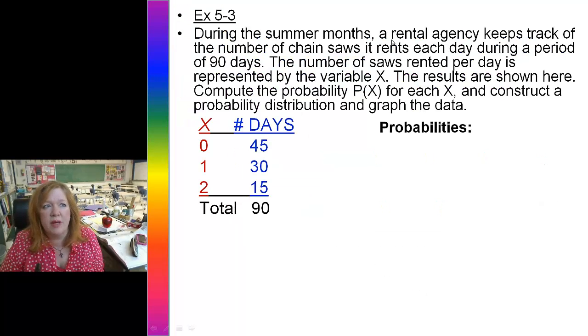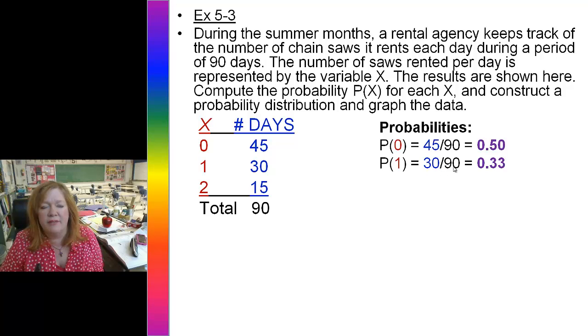Next one. During the summer month, a rental agency keeps track of the number of chainsaws it rents each day during a period of 90 days. So they're wanting to say, is there any patterns? What's most probable? So in order to do a probability distribution, let's figure out what the probabilities are first. And probabilities, of course, can be expressed as fractions or decimals. So the probability of 0 is 45 out of 90, which gives us 0.50. Probability of 1 is 30 out of 90, which is 0.33. I'm just rounding off at the hundredth because that's where percentages round off. Probability of 2 is 15 out of 90, which is 0.17 approximately.